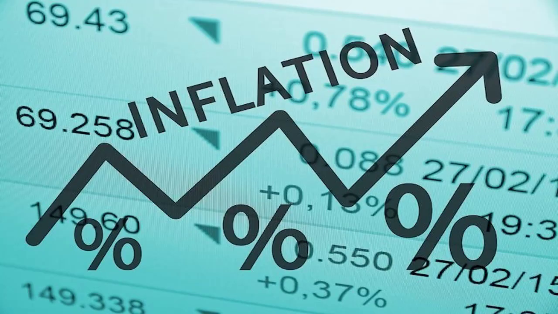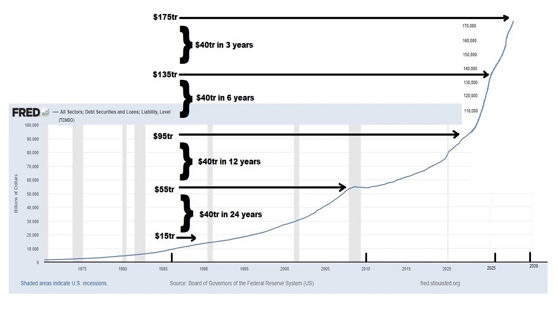Today, we're looking at the long-term money supply and how a lot of people believe that the money supply indicates potential inflation going forward. So we want to take a look at a chart here. This is all sectors, debt, securities, loans, liabilities, indicating how much money is in this system. And of course, this is coming from the Fed. You can see the series there.